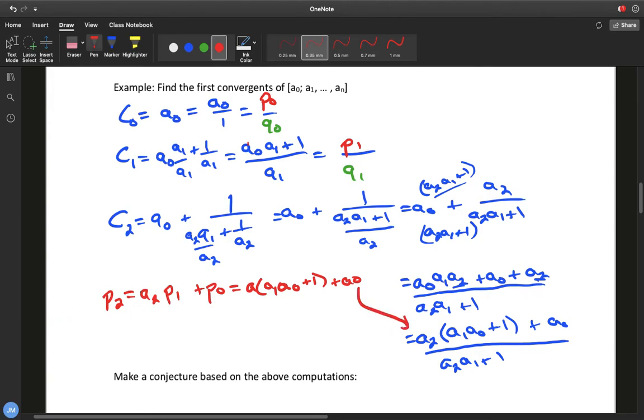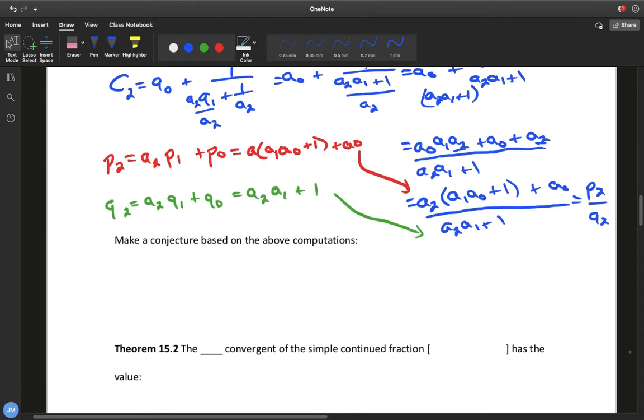So for the denominator, you can probably already guess what's going to happen, but we'll go ahead and calculate it as well. We can define q sub 2 recursively to be a sub 2 multiplied by q sub 1 plus q sub 0, which we'd already found. q sub 1 was the same as a sub 1, and q sub 0 was the same as 1, which is the same as our denominator. So in other words, c sub 2 can simplify to just become p sub 2 over q sub 2, which leads us to a possible conjecture that we're going to have.